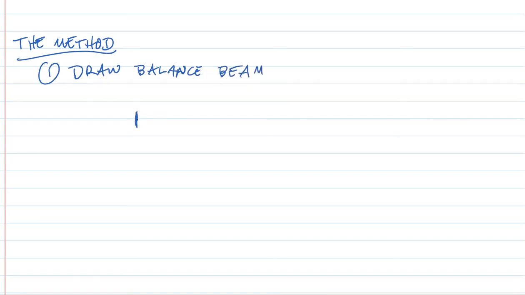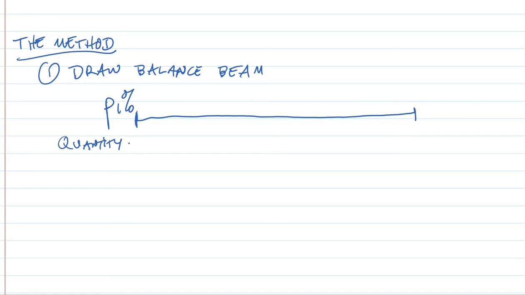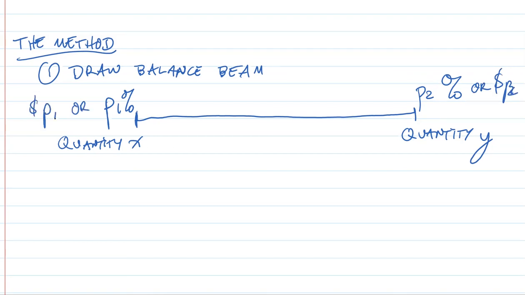In summary, number 1, draw the balance beam. Percent value with the quantity and a percent value here with the quantity. This percent value could be percent value or price. And the balance is somewhere. The balance is given as either P price or P percent and with some quantity.